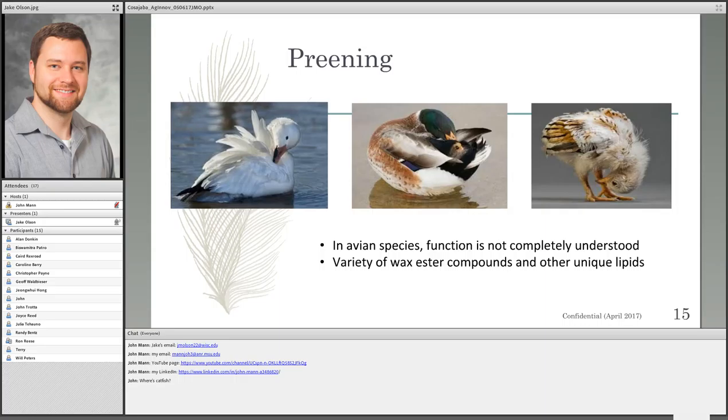A little bit of transition into Cosajaba oil. I think everyone has probably seen birds in the act of preening, such as a duck in a pond. You can often see them pecking at their rear ends and then coating their feathers a little bit. What they're doing is pecking at a gland called the preen gland, or the uropygial gland, located on the dorsal side of their tail. When they peck at the gland, oil is released, and the birds coat their feathers with the oil. It's suggested that the major function is waterproofing, although several different functions of the oil released have been investigated as well. So the function is not completely understood and seems to be multifunctional, but we know there's a variety of wax ester compounds and other unique lipids within this oil.